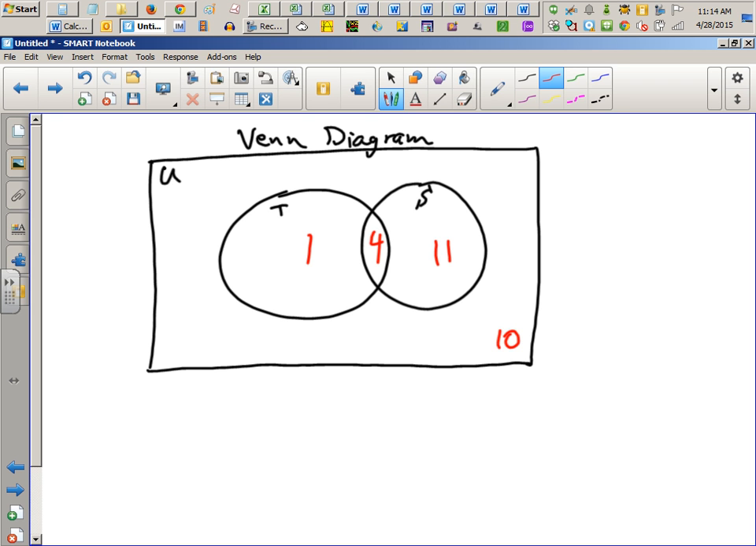Can someone tell me what the 1 means? Besides Jackson. What does the 1 mean? It's the number of people in AP Bio that are not in sports. That's right. That's why it's in the AP Bio circle, but it's not in the sports circle. And that would be me, right? He is the 1. You're the 1.